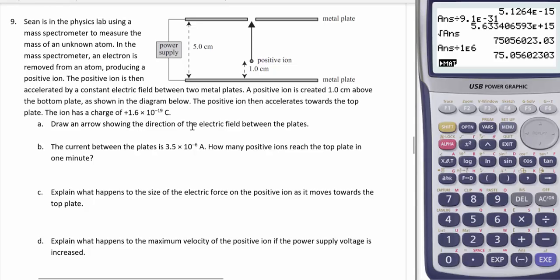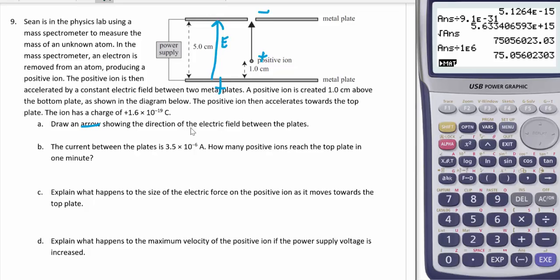So if this is a positive ion and it's attracted to the top, we know opposites attract, and so that must mean that this side is positive, and so the electric field is going from positive to negative, because the top plate has to be negative for that positive charge to be attracted that way. And it just says draw an arrow, it doesn't say draw the electric field line, so that's fine.